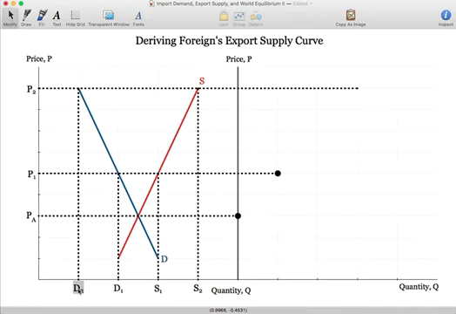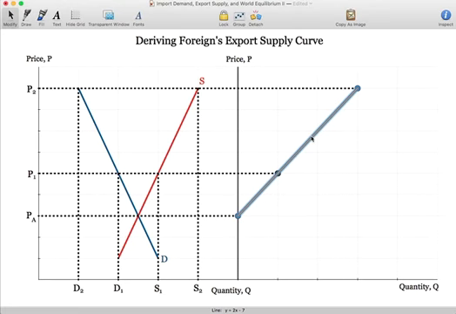Domestic demanders are only going to want to purchase D2. So if we take S2 and subtract D2, that'll tell us the exports, the quantity of exports at a world price of P2. And as you can see, that is equal to 3 units. So those are our 3 points. We can connect those 3 points together. And again, let's make that a solid line.